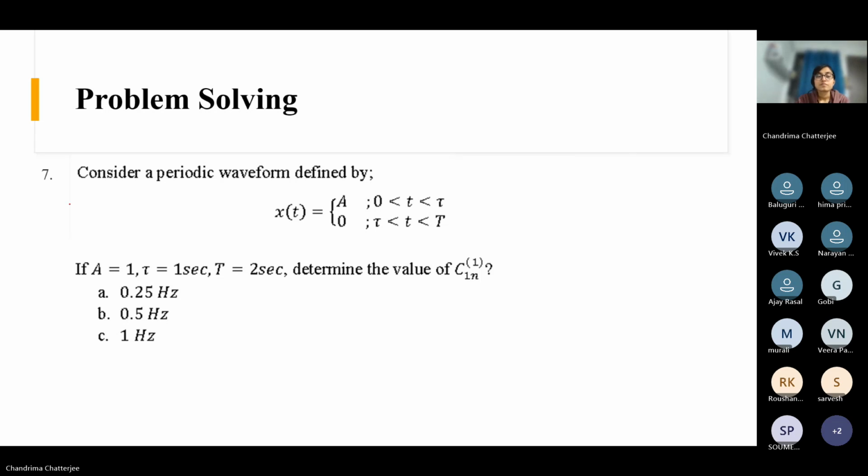Yeah. So next question. Consider a periodic waveform defined by x(t) equal to A during this interval and 0 during this interval, and the values are given. Determine the value of C1. This is the fundamental component, right? C1.